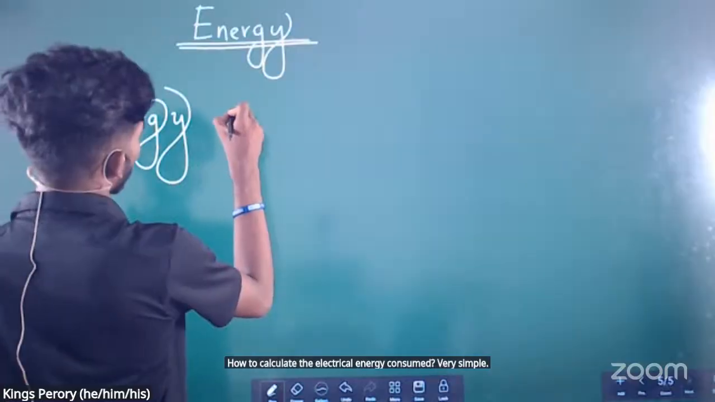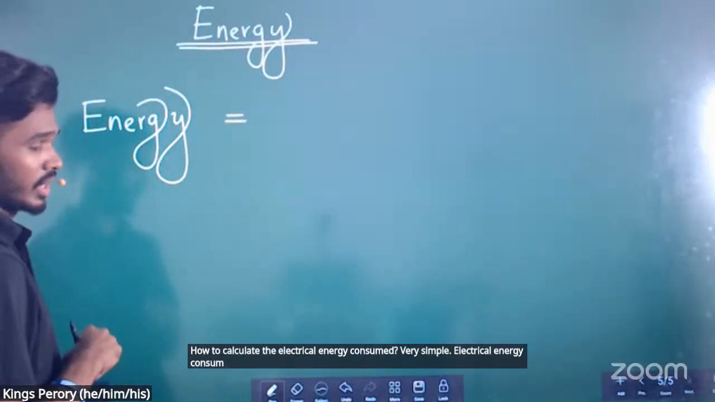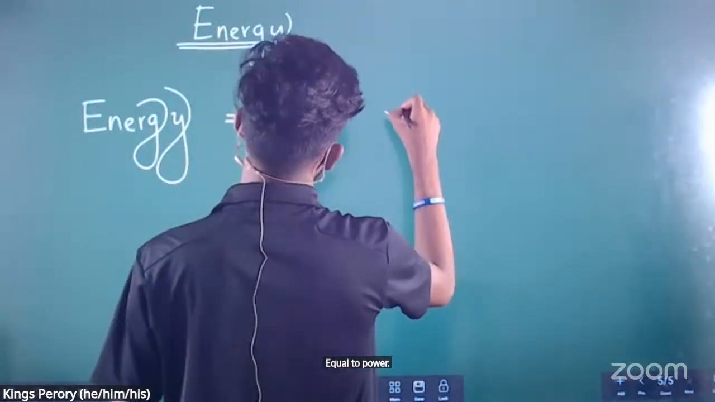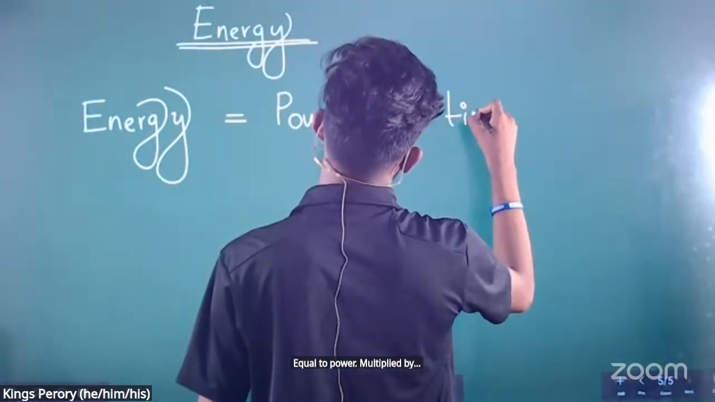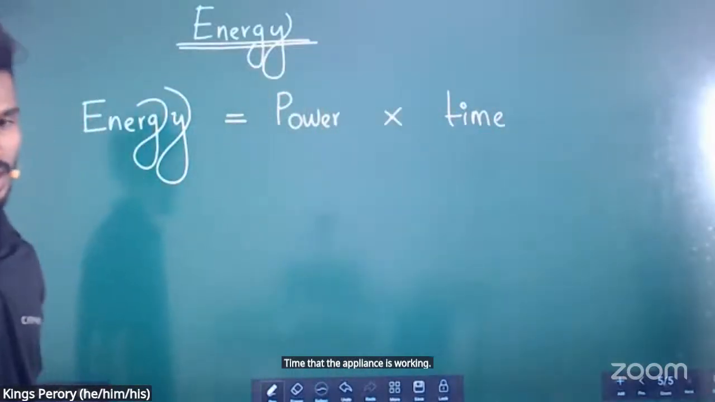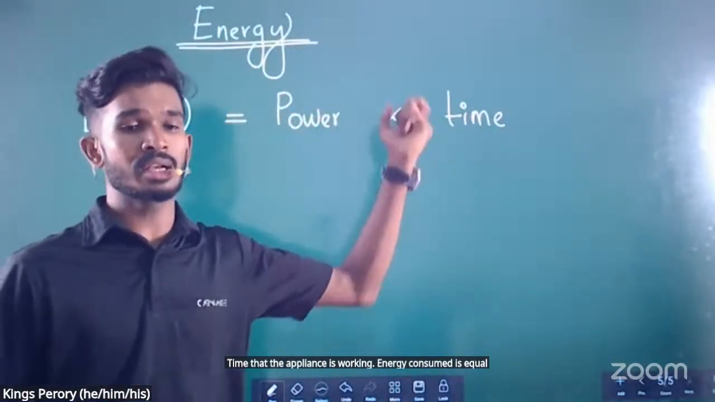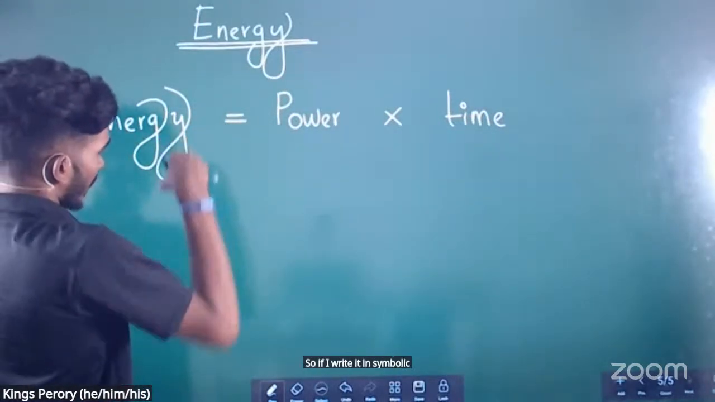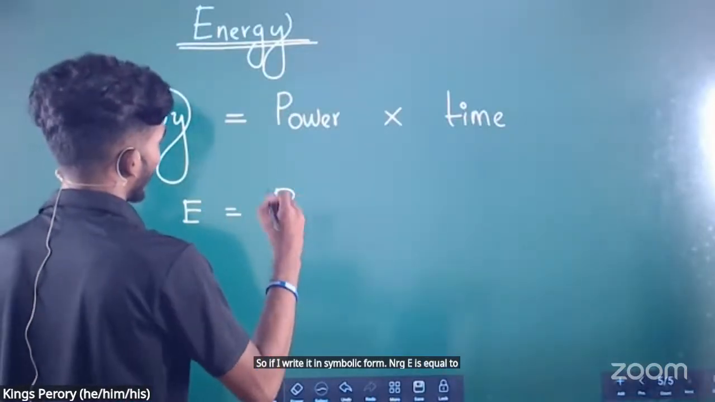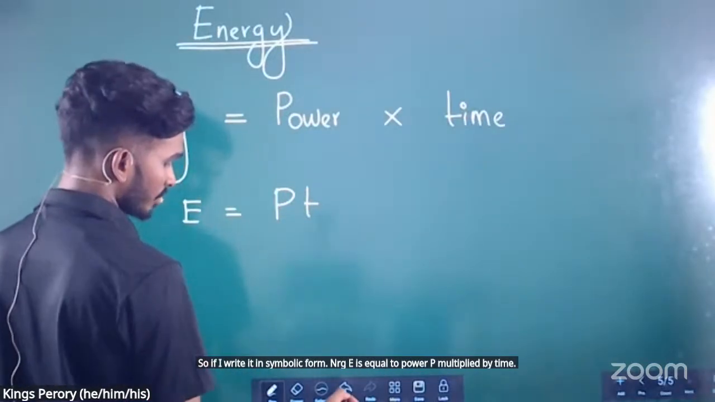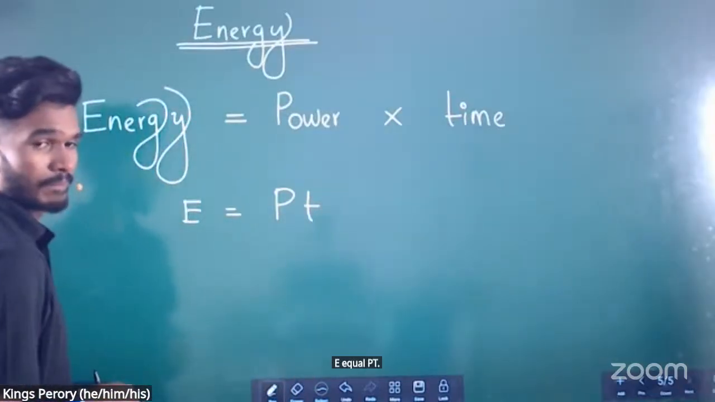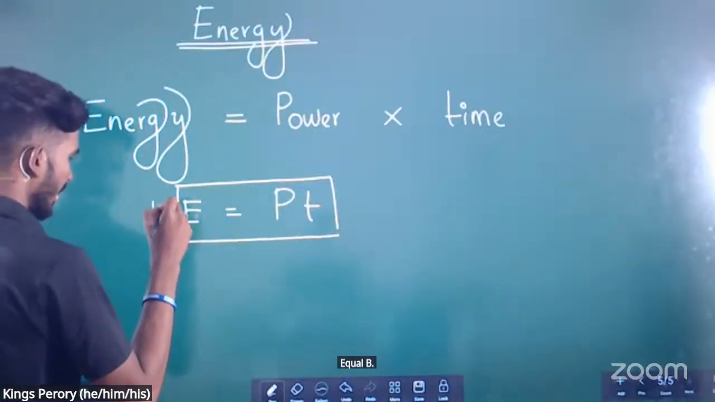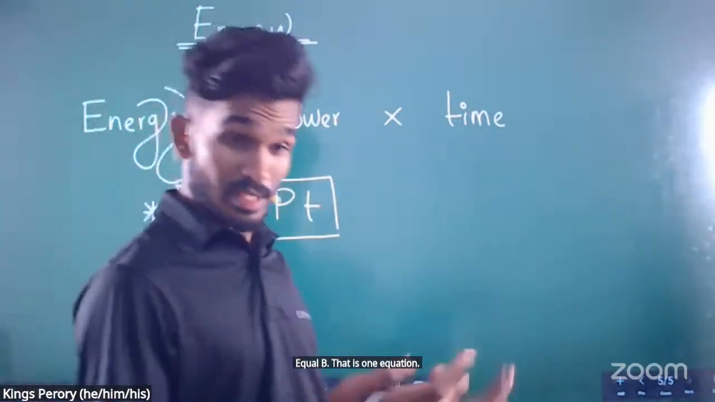Very simple. Electrical energy consumed is equal to power multiplied by the time that the appliance is working. So if I write it in symbolic form, energy E is equal to power P multiplied by time T. E equal PT. That is one equation.